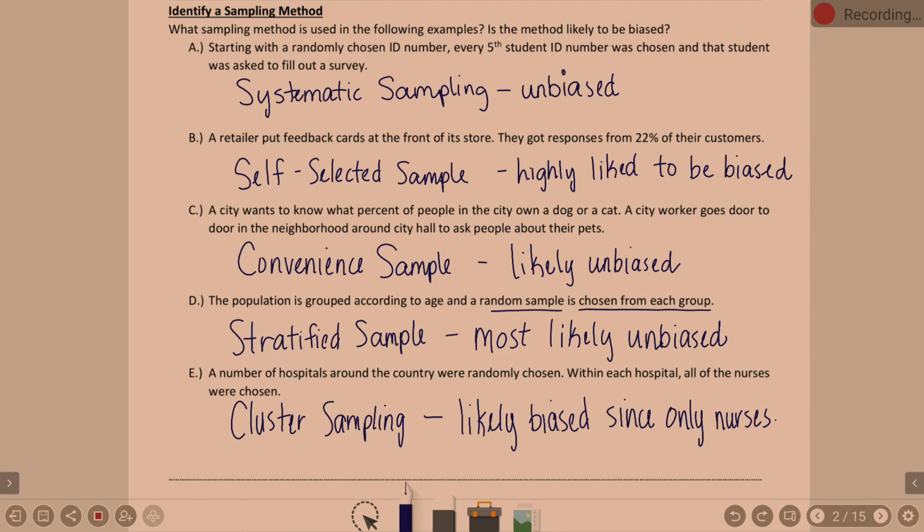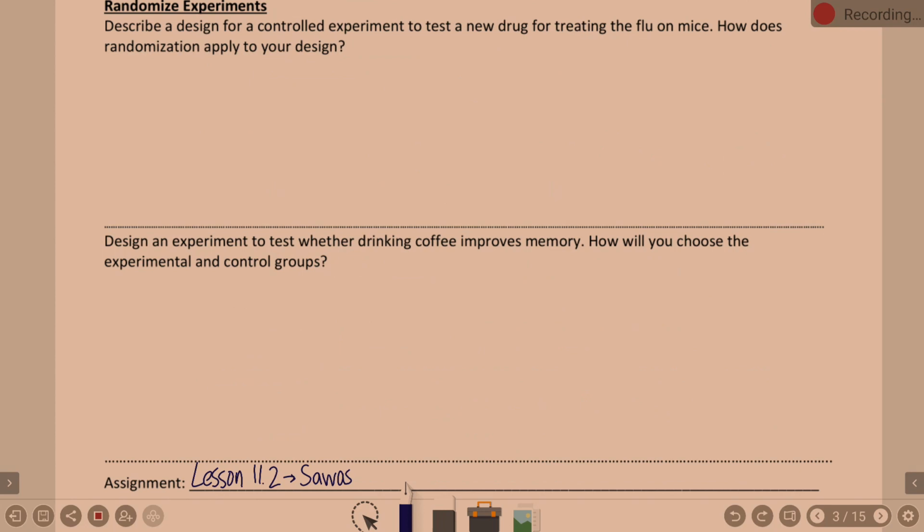Back page. We need to do a little discussing here. One of our standards is to be able to design a study, to be able to think about ways to come up with groups or to make them random or whatever the case may be. But to design a study. So we have two scenarios we're going to talk about. The first one is we're being asked to describe a design for a controlled experiment to test a new drug for treating the flu on mice. And then how does randomization apply to your design?